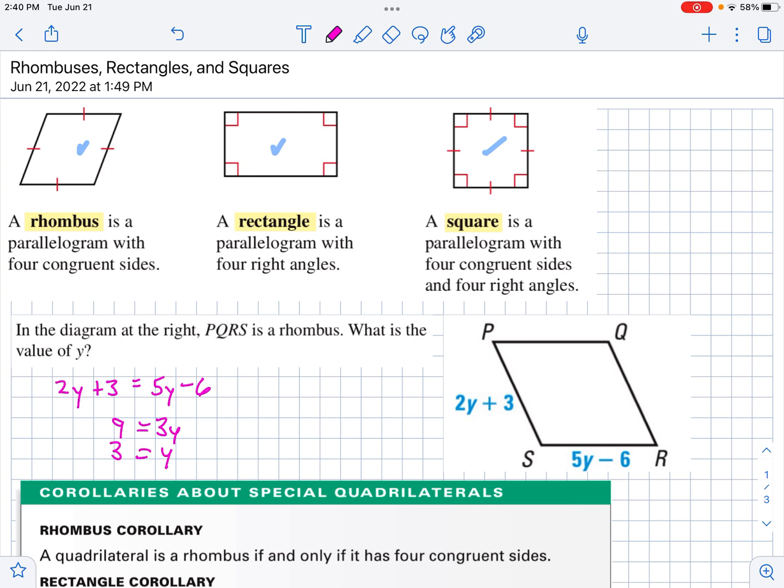And remember, you can start with the square, realizing, okay, a square is a rectangle and a rhombus. A rectangle, it's a rectangle because it has four right angles, and it's a rhombus because all four sides are congruent.